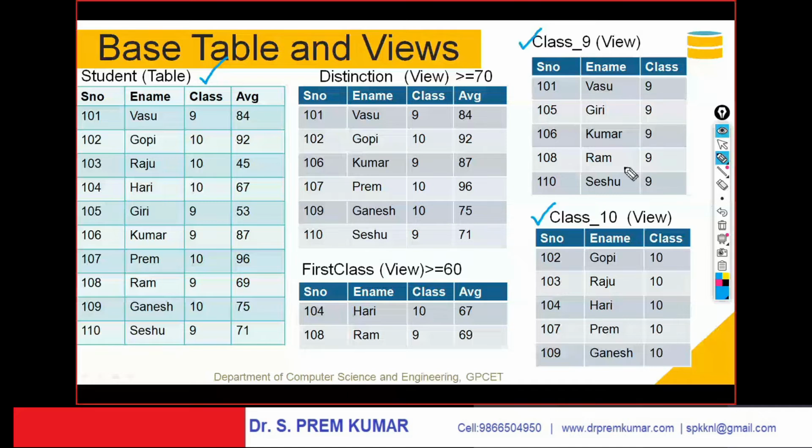This is the importance of view creation. Here, only ninth class students are visualized. This is another view, class 10. This view is created for the 10th class teacher. From this class 10 view, you can visualize Gopi, Razu, Hari, Prem, and Ganesh. All these are 10th class students.